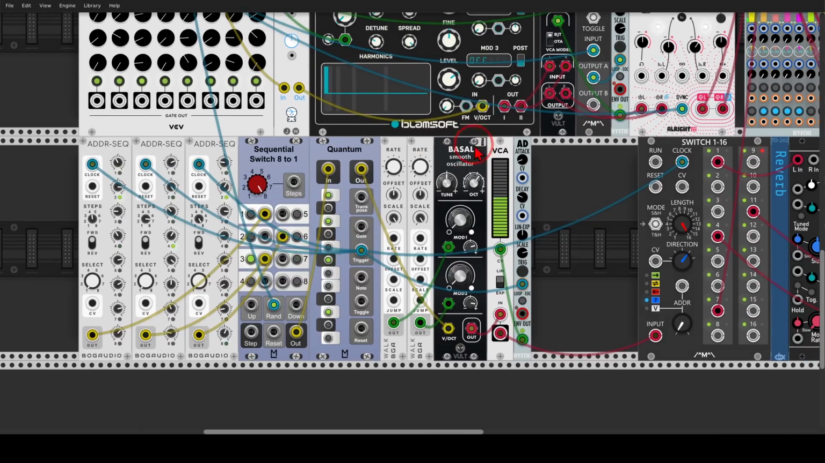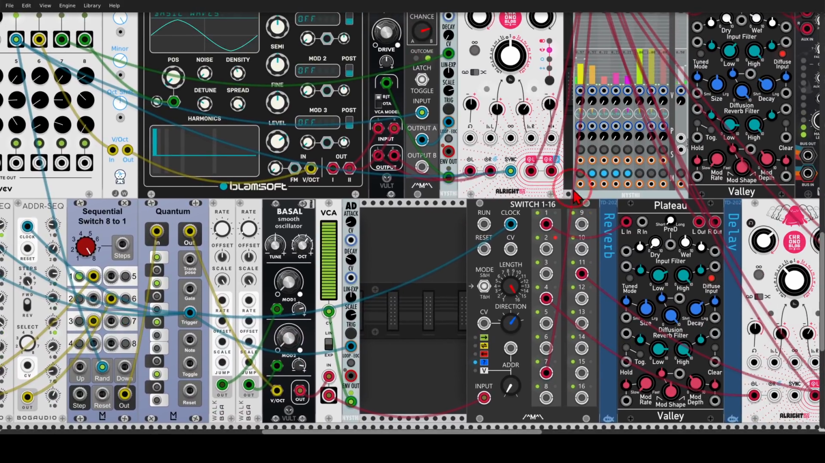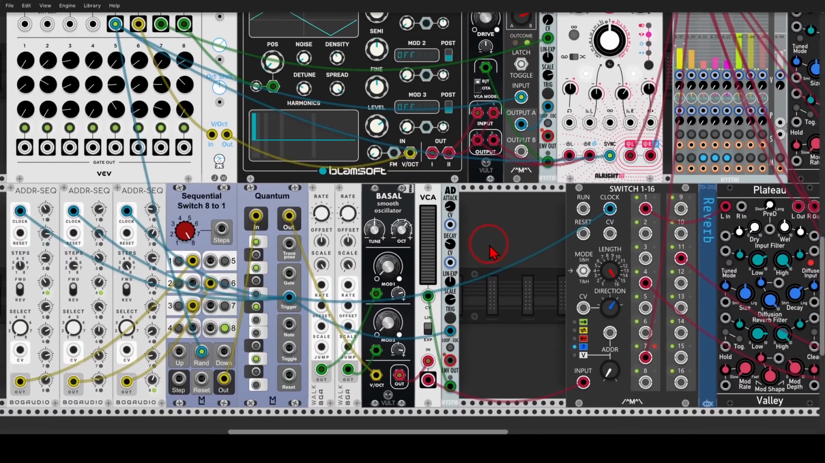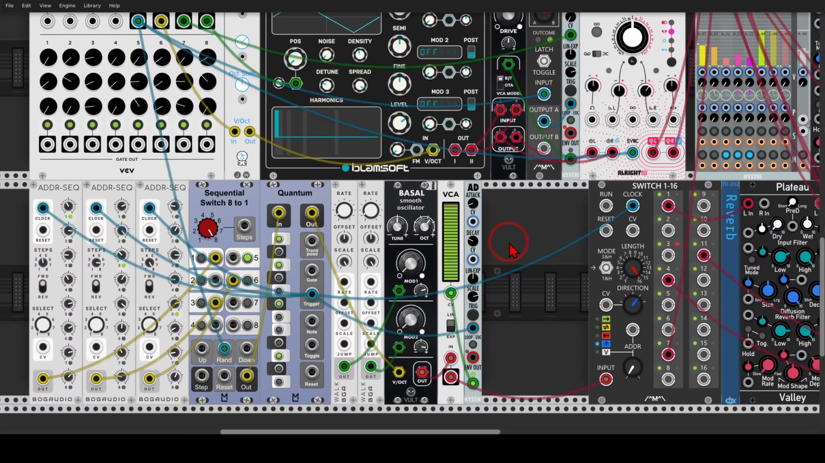In this case, I'm using again Basil, going through a VCA, and I have an envelope triggering this VCA and random voltage modulating, or adding movement to, the timbre of this voice. So I will unmute this, and you will hear that sometimes it's playing, sometimes not. Again, according to the sequences, according to the sequential switch actually.